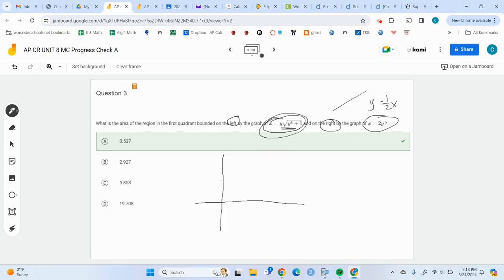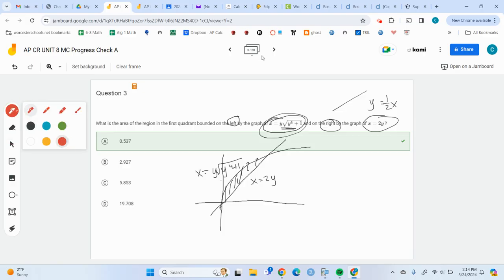This, I don't really know what that is, but the thing is, you don't have to know what that is. It's some kind of square root, so I'm going to take a wild guess and say it looks like this, okay? And then I have this line, x equals 2y. So there's some kind of area here. I'm going to label this so I remember. This is x equals y square root of y to the fourth plus 1, and this is x equals 2y.